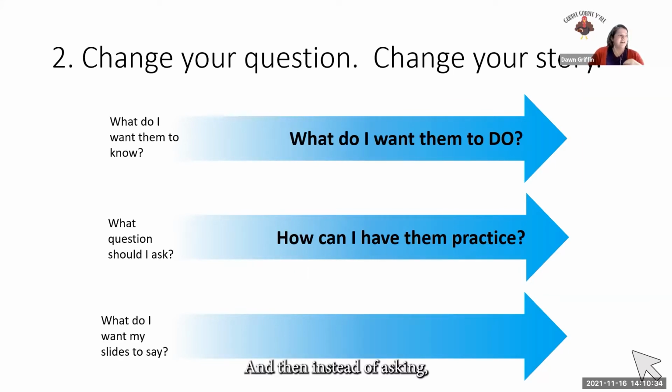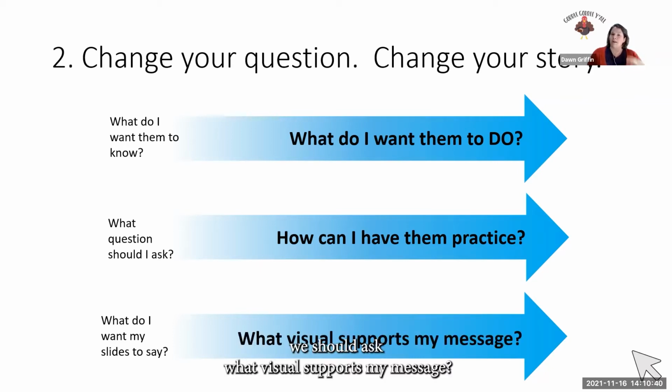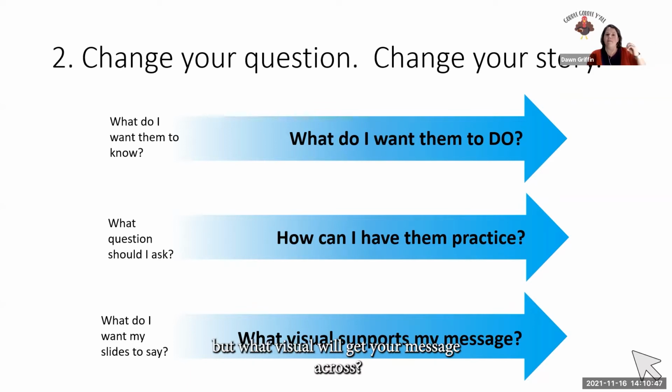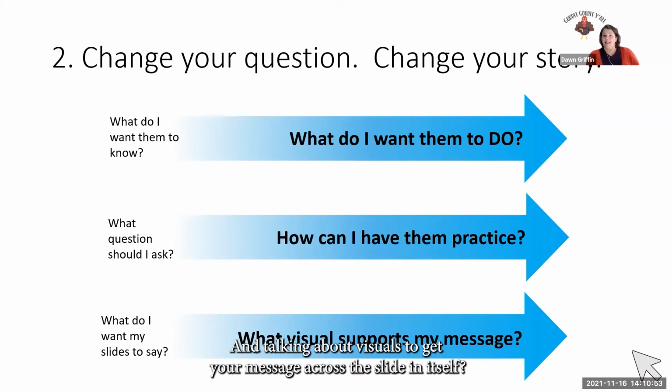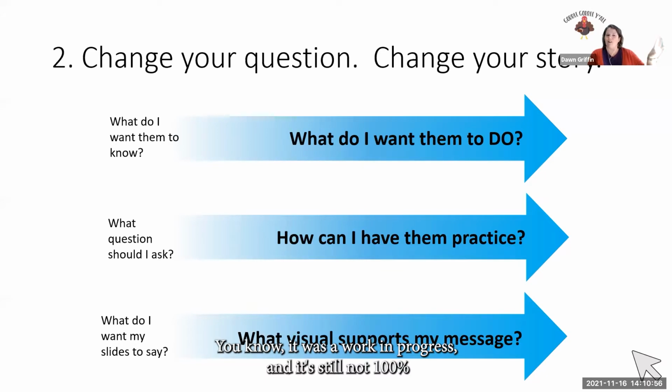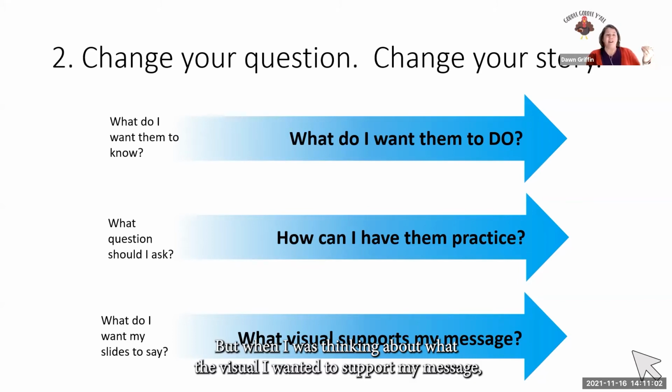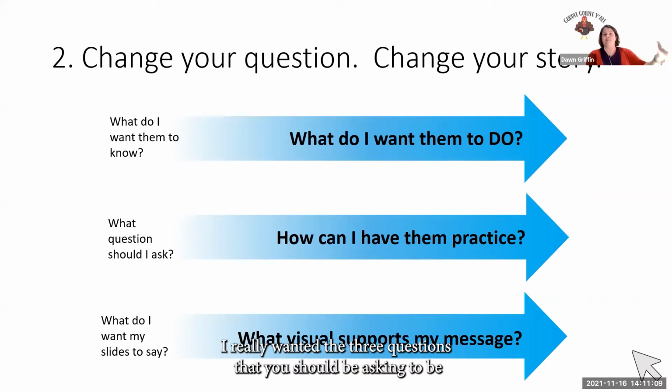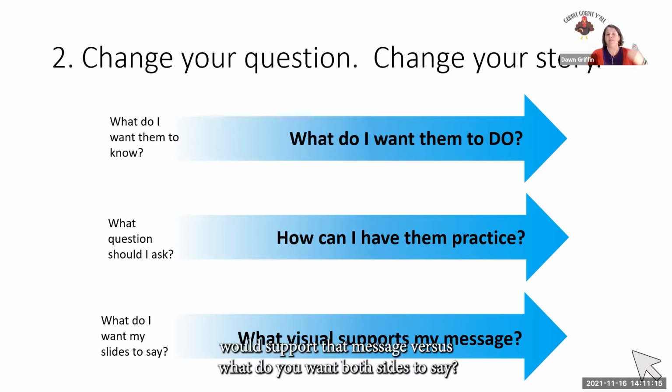And then instead of asking, what do I want my slides to say? We should ask, what visual supports my message? So not focusing so much on what is on the slide per se, but what visual will get your message across. And talking about visuals to get your message across, this slide in itself, it was a work in progress, and I'm still not 100% sure that I think it's the perfect way that it could be. But when I was thinking about what visual I wanted to support my message, I really wanted the three questions that you should be asking to be really bold and bright and to show how it's a progression. And so what visual would support that message versus what do you want those slides to say?